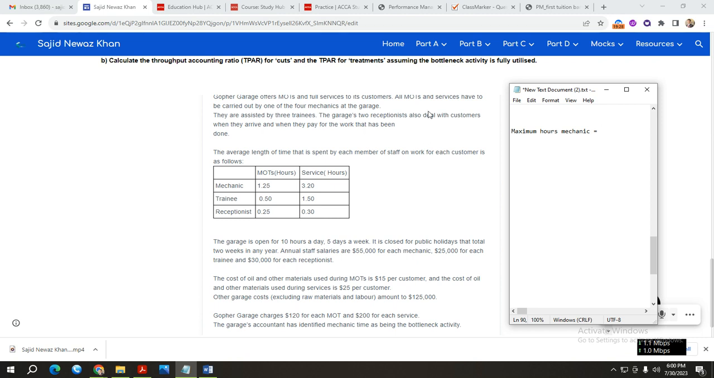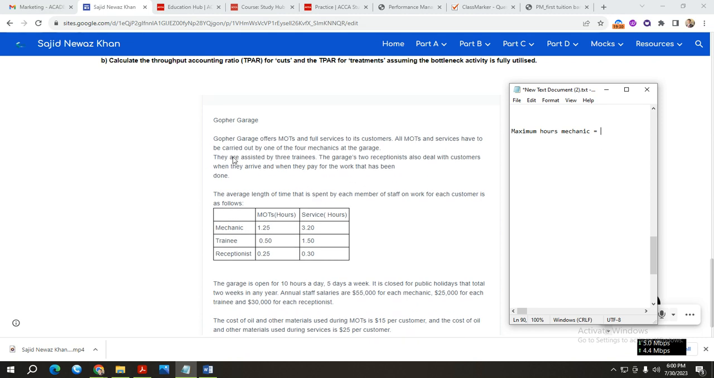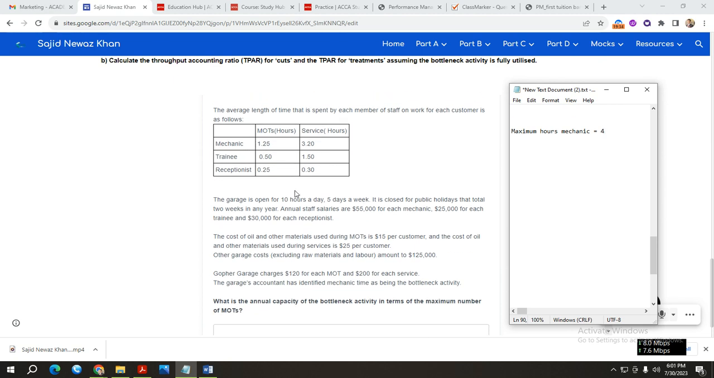First of all, how many mechanics do we have? We have four mechanics, and these four mechanics work 10 hours a day. They work 5 days a week, and there are 2 weeks holiday. So there are a total of 52 weeks. If 2 weeks are holidays, that's 50 weeks. So this is the total hours available for mechanics.